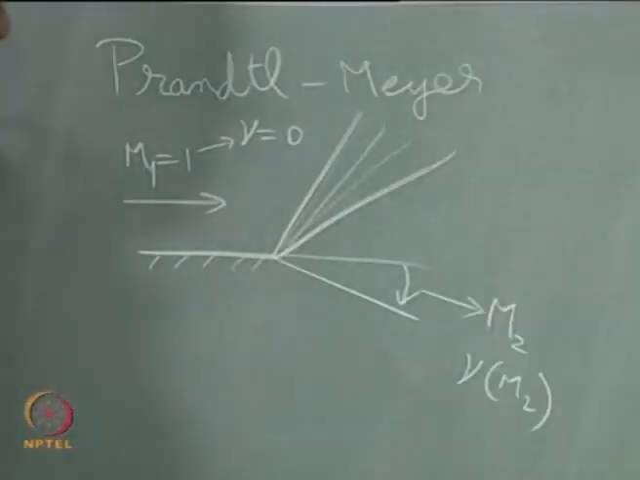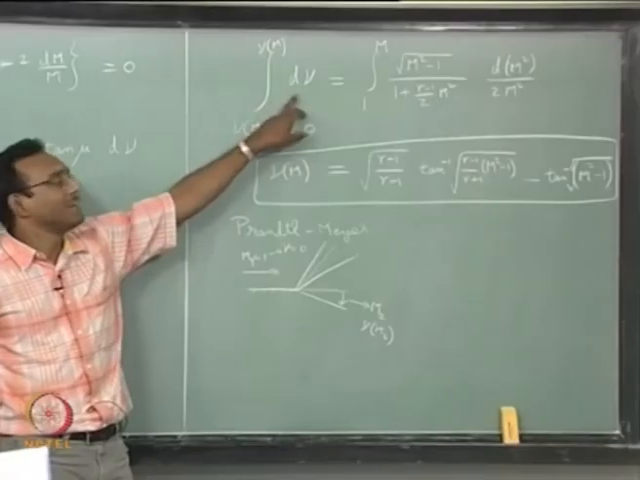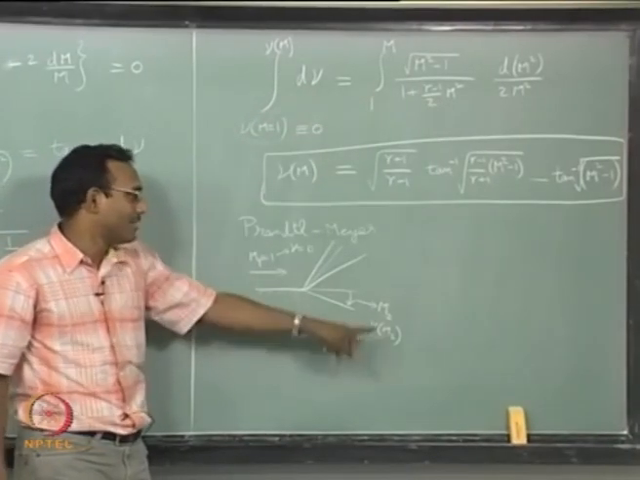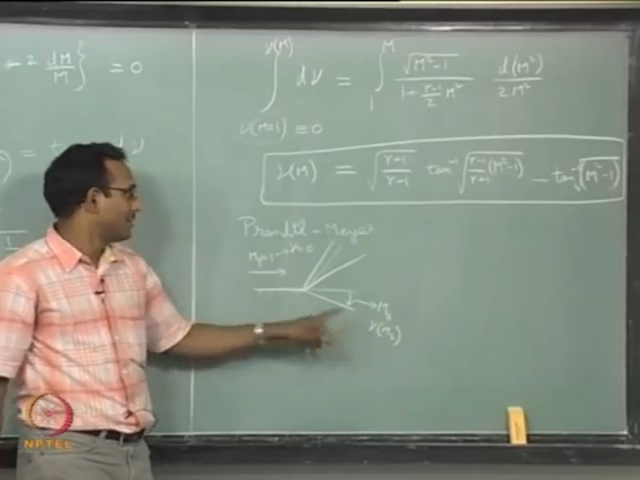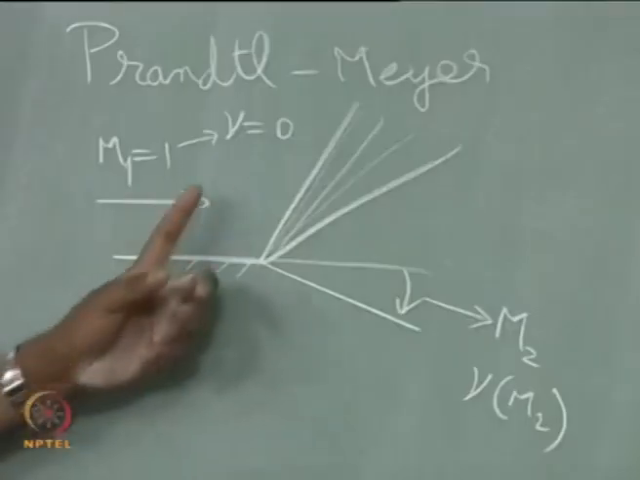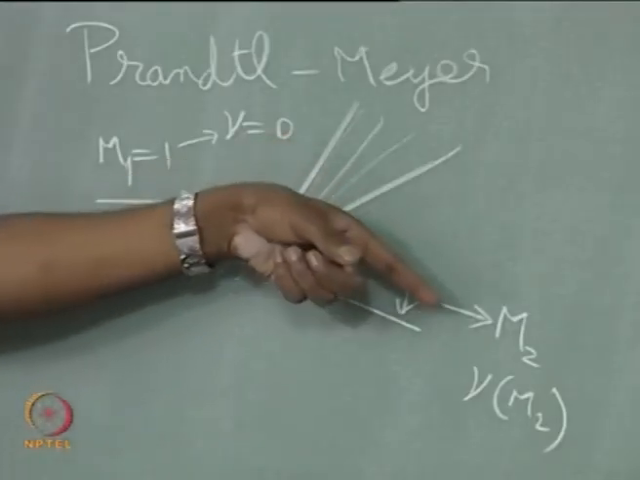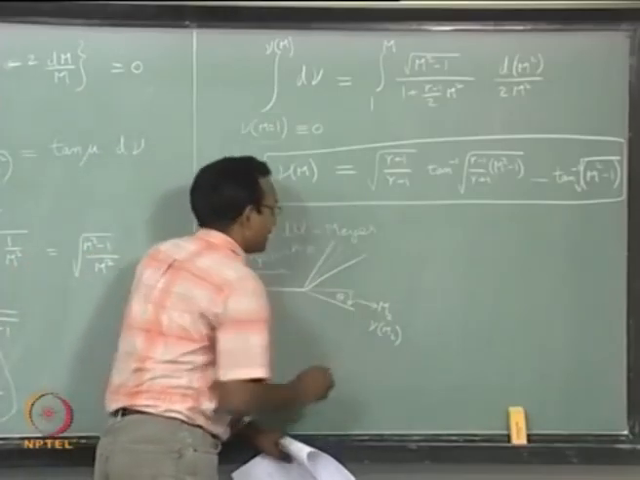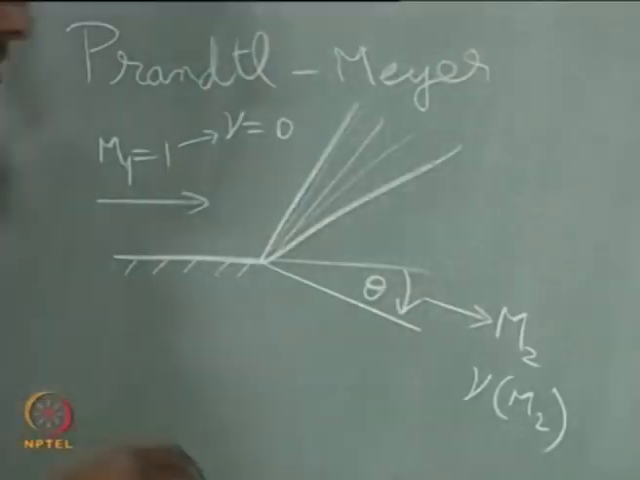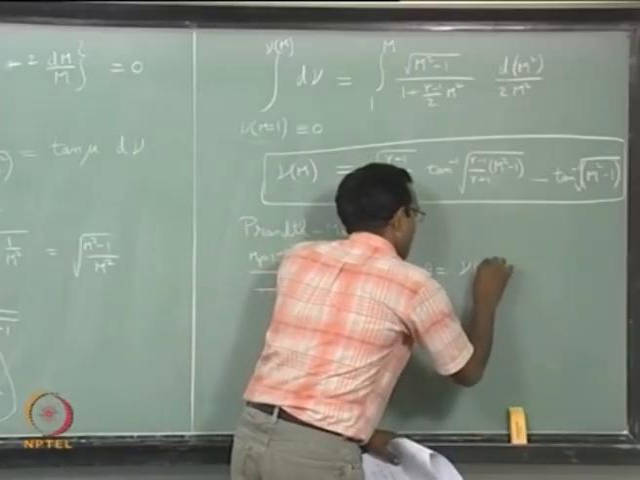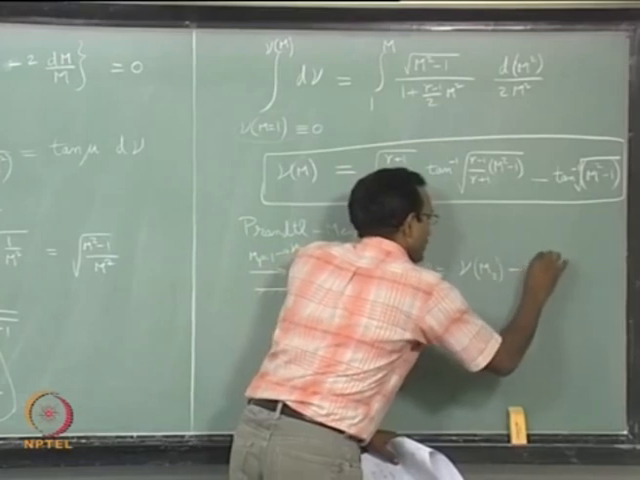And now if I say that I am integrating over all the deflections of streamline, what am I going to say? I am going to tell finally that this difference between these nu values will be equal to my total deflection of streamlines. So now I will mark this as theta, the total deflection. I am going to say theta equal to nu of M2 minus nu of M1.